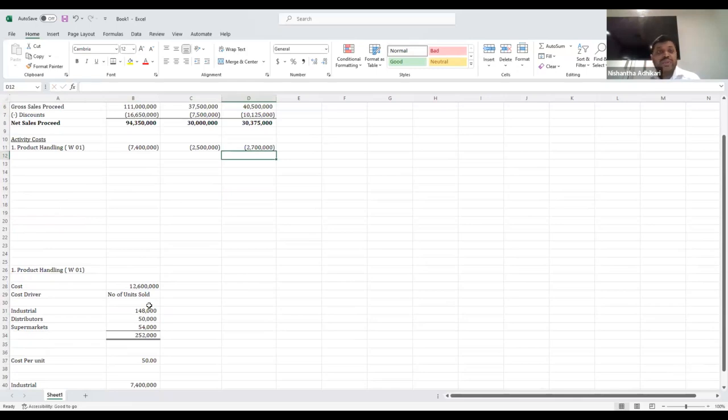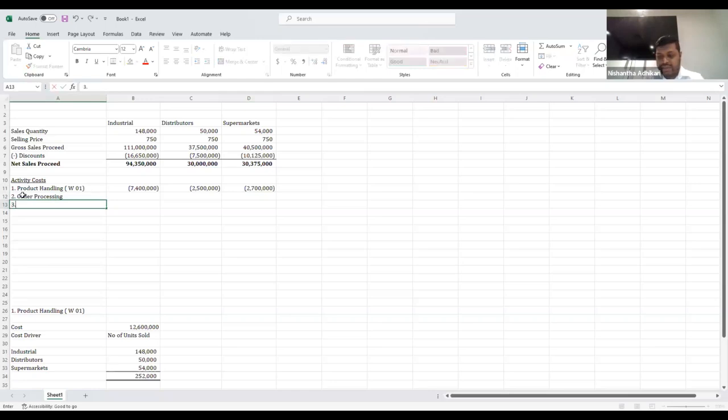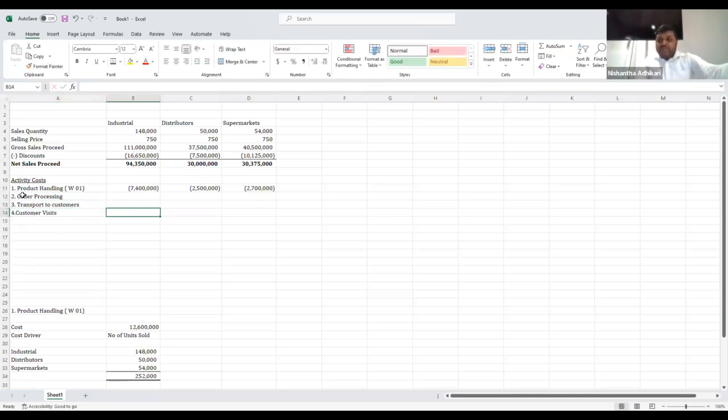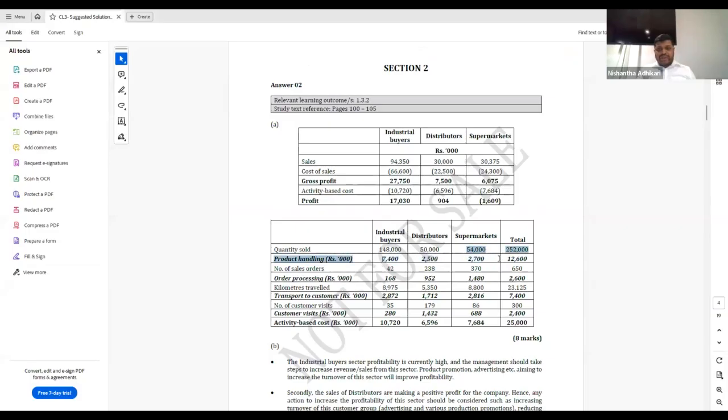Likewise, all the other costs we have to deduct from here. And there are other activities, if I recall: order processing, same. Then transport to customers, third activity, and fourth activity, customer visit. Based on the activity consumption, you have to allocate the cost. Right, in activity-based costing, customers will be allocated the cost based on the level of activity they have consumed. Then I will show you the suggested solution. Then you can look at the answer. You can see the same way which I have allocated.